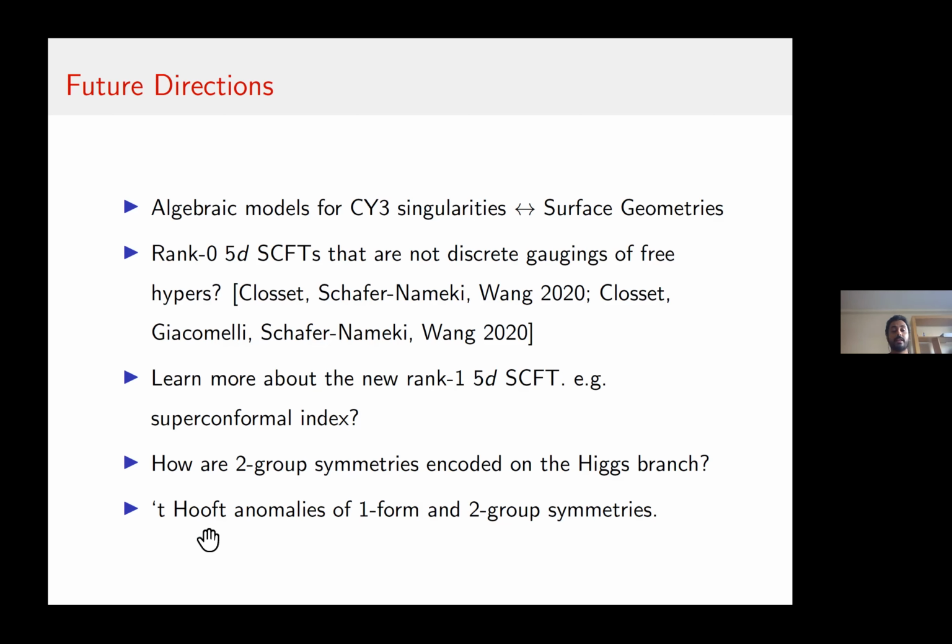And finally, I didn't talk about the 't Hooft anomalies of these one-form symmetries and two-group symmetries at all. And that would be a very interesting direction, as they would have some nice interplay with the group structure of two-group symmetries itself.